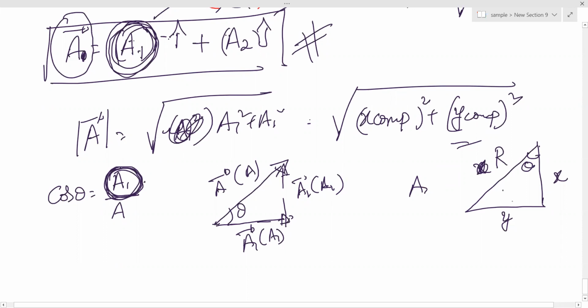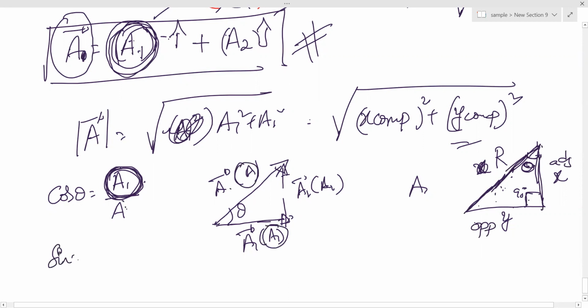Cos theta is the adjacent side. That is theta. This is the hypotenuse. Whichever side is opposite the 90 degrees, that is the hypotenuse, the largest side. Theta's adjacent side is here. But theta's opposite side is there. So cos theta is adjacent side by hypotenuse. From this diagram, the adjacent side is A1, the hypotenuse is A.